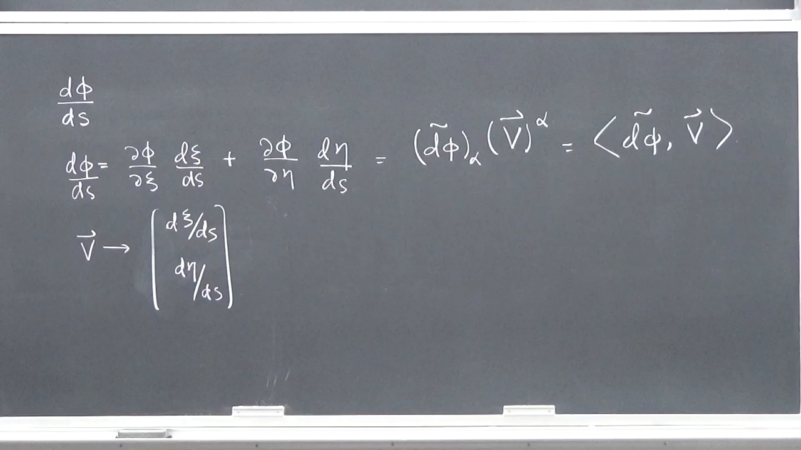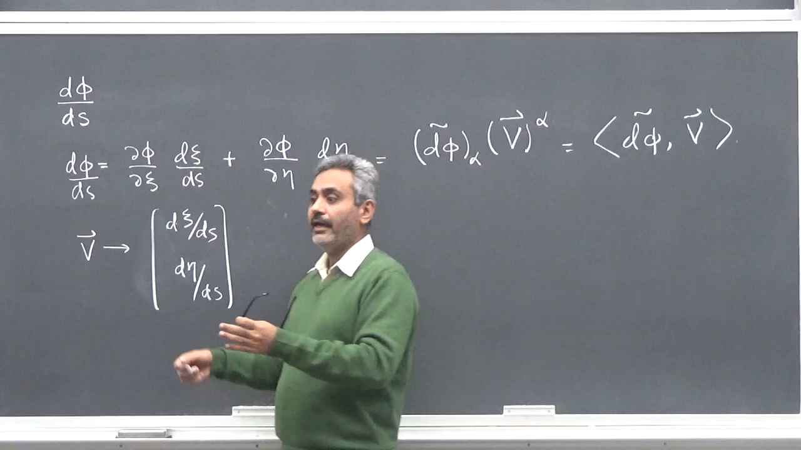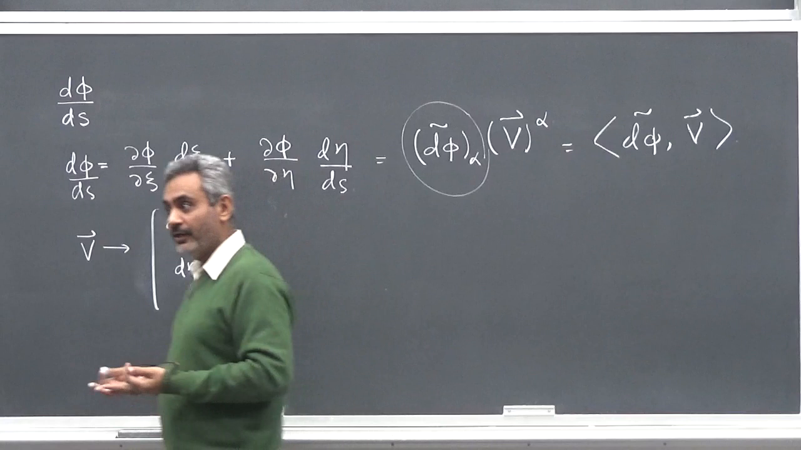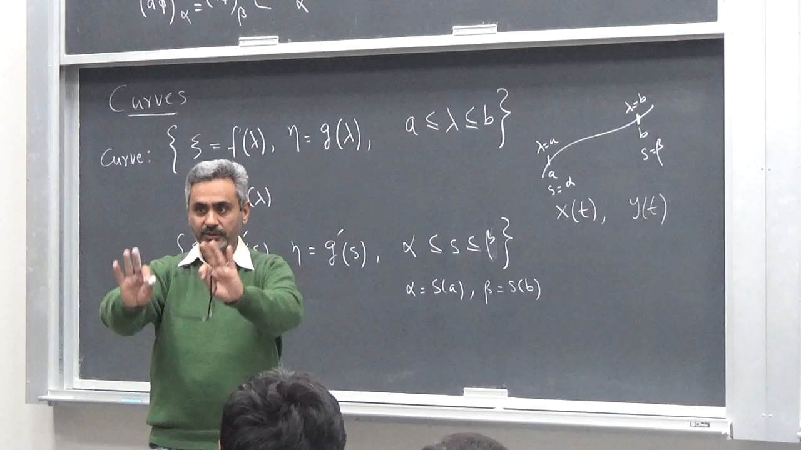Now there's something very, very important here. And that important thing is that this object completely depends on the field. Coordinates are just there in the background. You can choose any set of coordinates as you want. Once you've decided on a set of coordinates, they're just labeling the whole of R2.